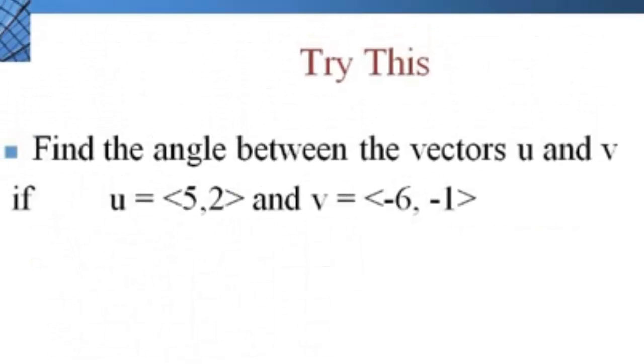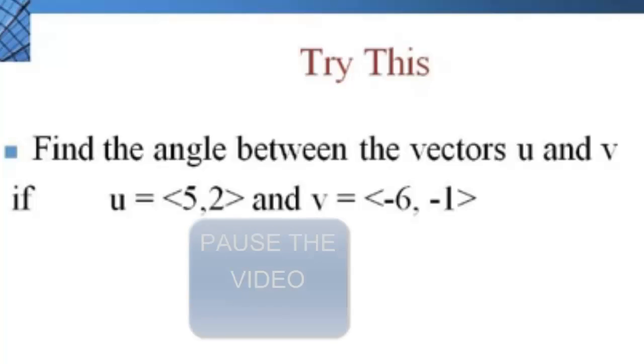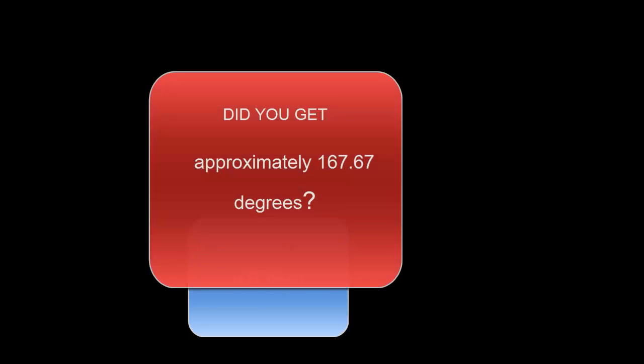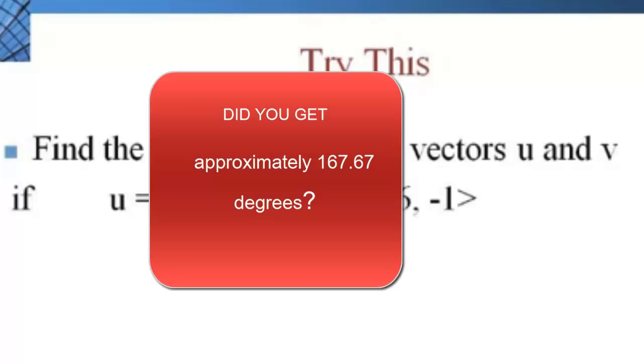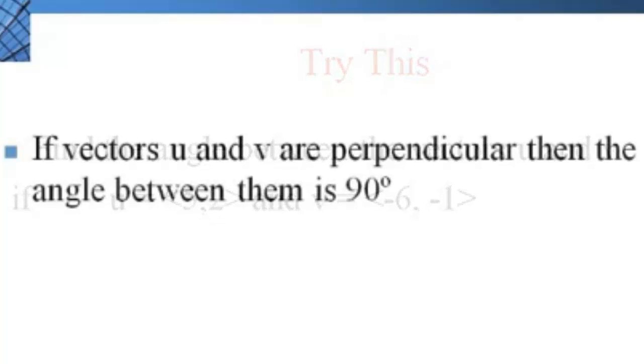Try this. Find the angle between vectors u and v if vector u is 5, 2 and vector v is -6, -1. Work it out and bring it into class. Moving on to the next concept.